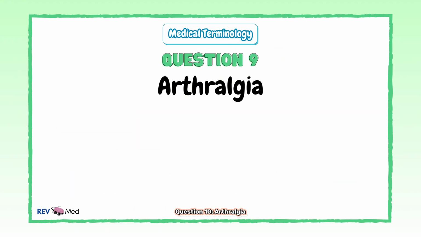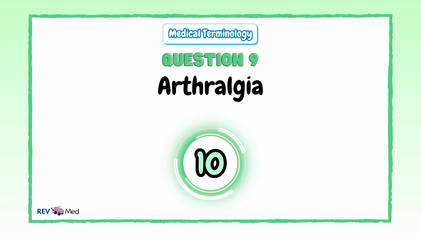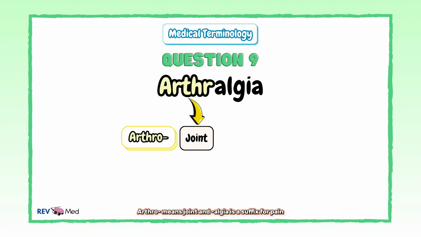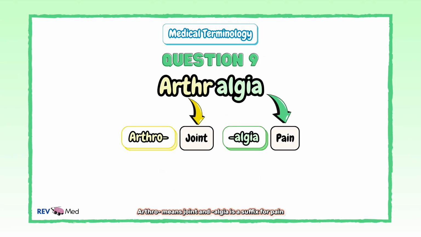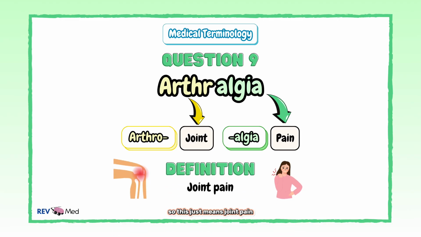Question 9. Arthralgia. Arthro means joint, and algia is a suffix for pain. So this just means joint pain. And here you can remember a common word like arthritis, right? Which is inflammation of the joints. These two terms are different because of the suffixes that are attached to them.